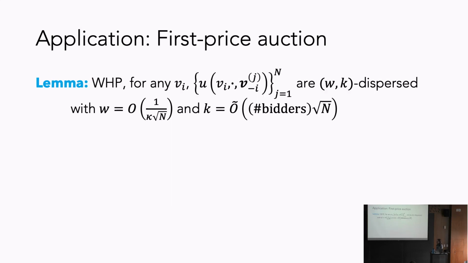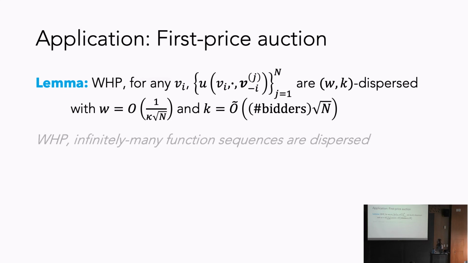And I'm just going to give a proof sketch of this fact. I've just rewritten it above. With high probability, for any true value, these functions are WK dispersed. I want to point out one little subtlety, which is that we're proving with high probability, for any value vi, these functions are dispersed. We're not proving that for any vi with high probability, the functions are dispersed. In other words, we're proving with high probability that infinitely many function sequences are dispersed, because there's one function sequence per value vi. So that makes it more interesting.